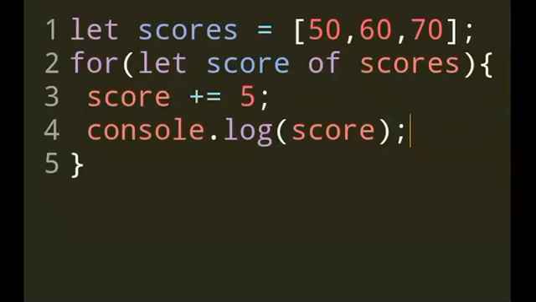Outside the curly bracket, I'm writing let scores equal to 50, 60, 70. Then for the for of loop also I have to write let. Just keep that in mind because I'm going to change these loop values.